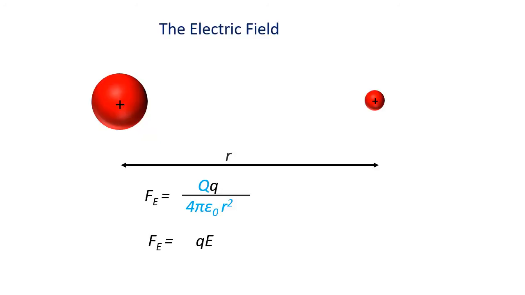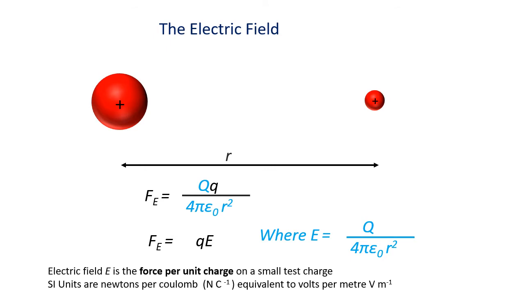We can rewrite the equation of Coulomb's law as F equals Q times E, where E is Q over 4 pi epsilon naught r squared. E is called the electric field. The electric field is defined as the force per unit charge acting on a small test charge. The units are newtons per coulomb, force per charge, or equivalently volts per meter.